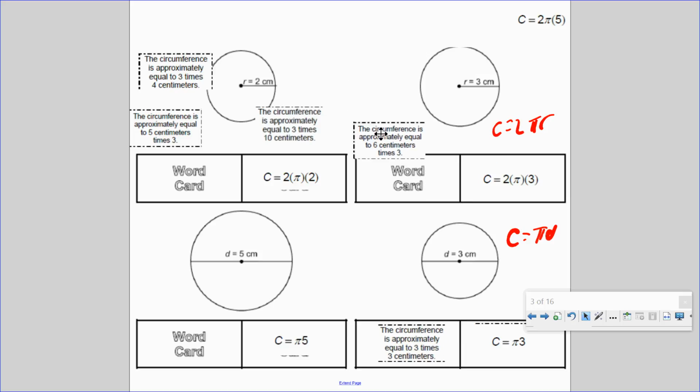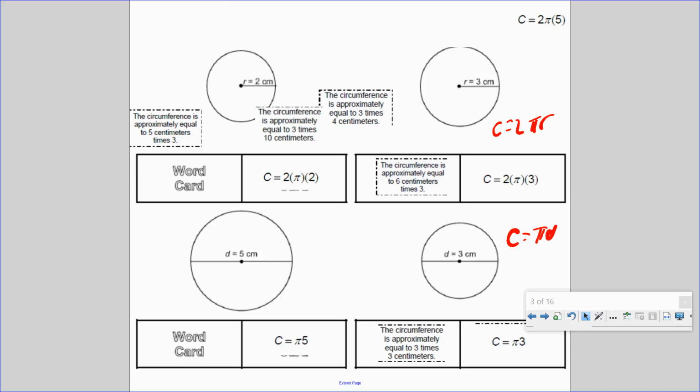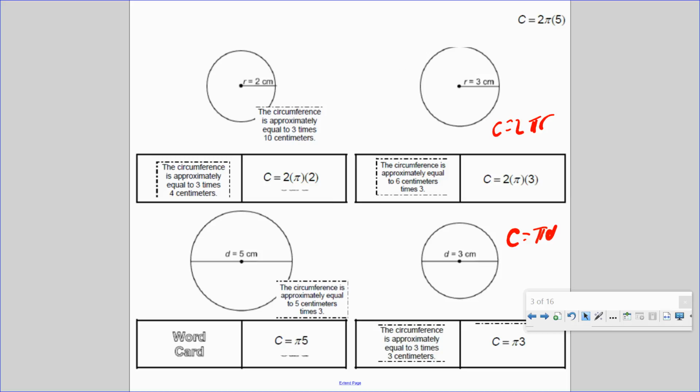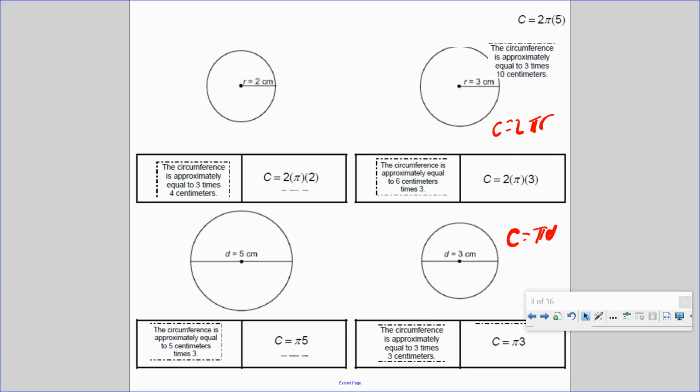The circumference is approximately equal to 6 times 3. Well, 2 times 3 is 6 pi. 6 times 3, that goes here. The circumference is approximately equal to 3 times 4. That goes right here, because 2 times 2 is 4. And it's equal to 5 centimeters times 3. That goes here. So this must be junk information, so that doesn't need to go anywhere.